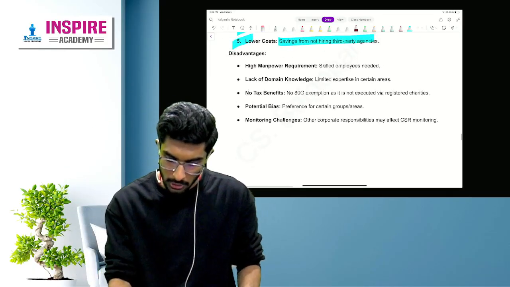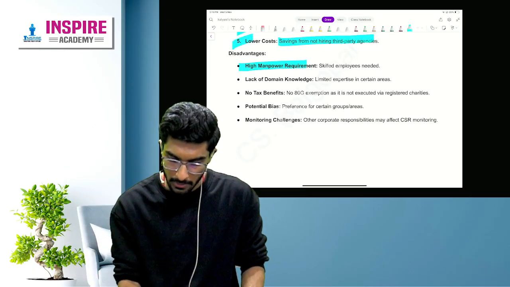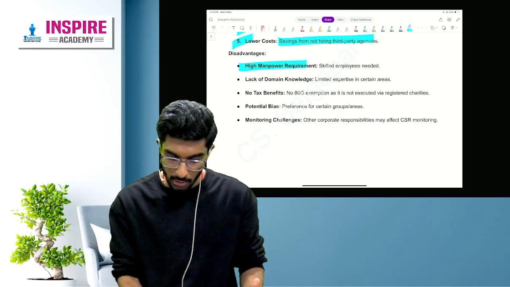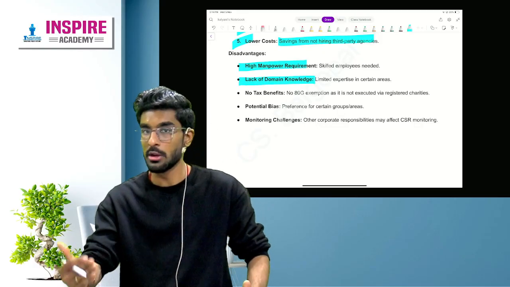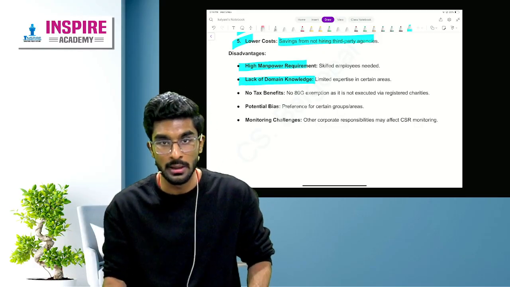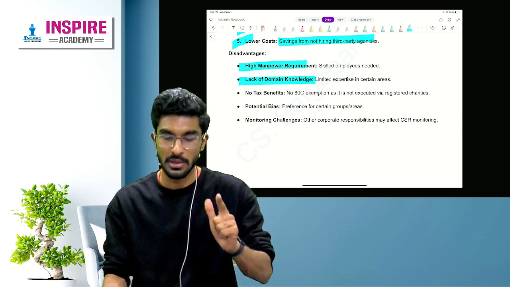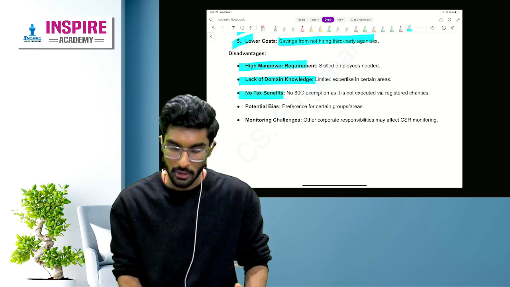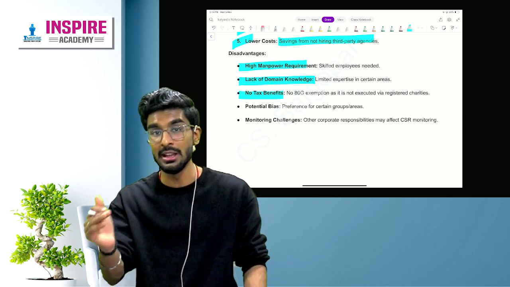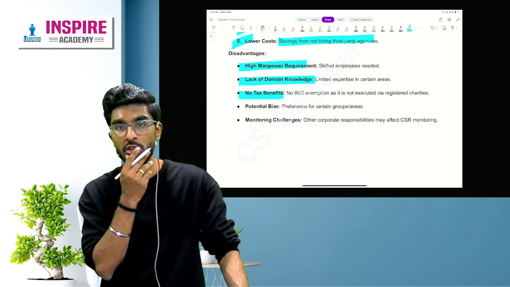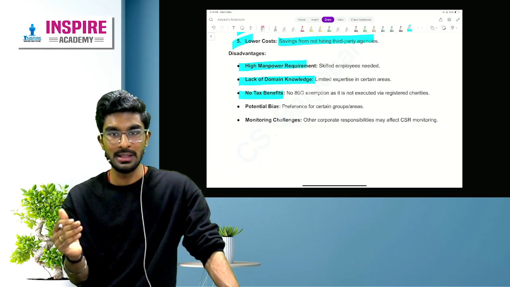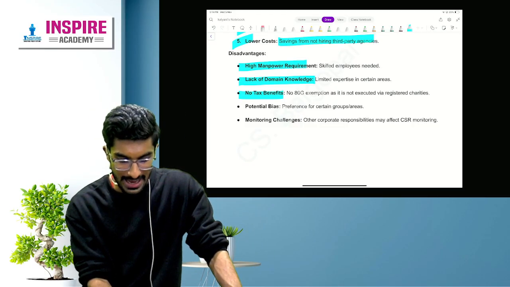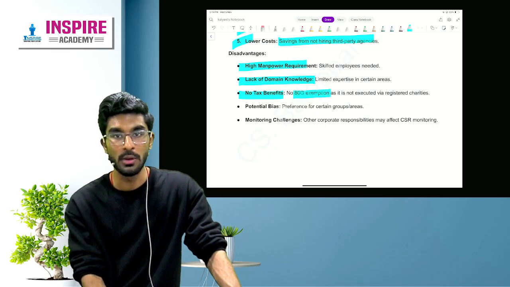Number 1 is you will require high manpower, skilled employees are required. Number 2 is you don't have knowledge about the domain. How do you think that you can create an impact in society? Yes or no? Number 3 is you will not receive any tax benefits. In ATG, you must have understood while preparing for tax. ATG is a tax exemption that you can claim whenever you are donating.